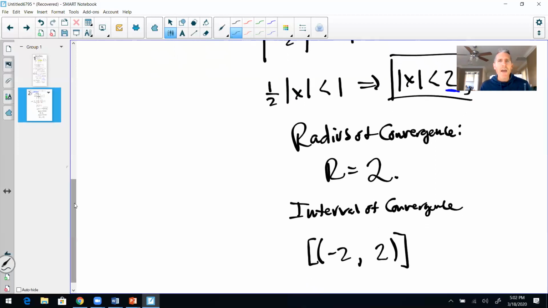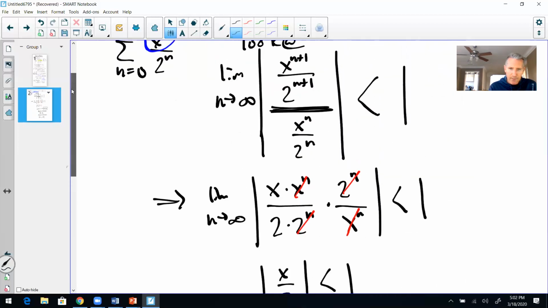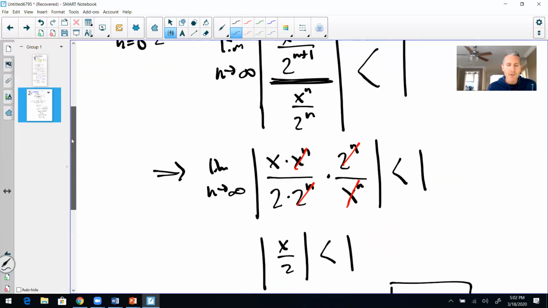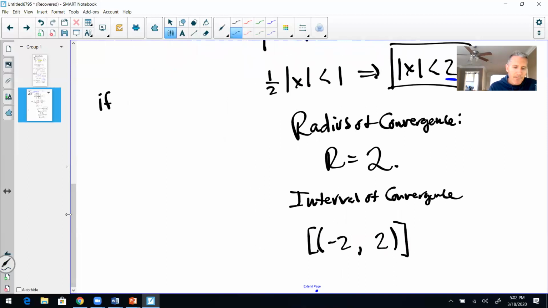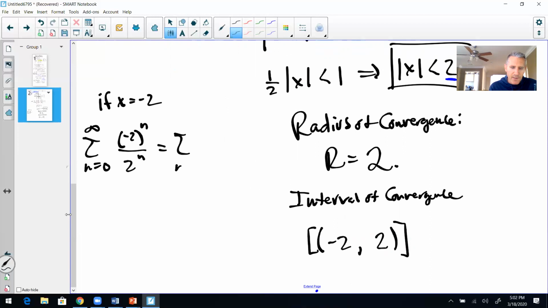And let's say, what if x were equal to -2? What would this series look like? Okay, well, I just had x to the n over 2 to the n. So if x equals -2, it would look like this. The summation as n goes from 0 to infinity of x to the n over 2 to the n, right? Well, this just looks like the summation as n goes from 0 to infinity of -2 over 2, all raised to the n power. But -2 over 2 is just -1 to the n power.